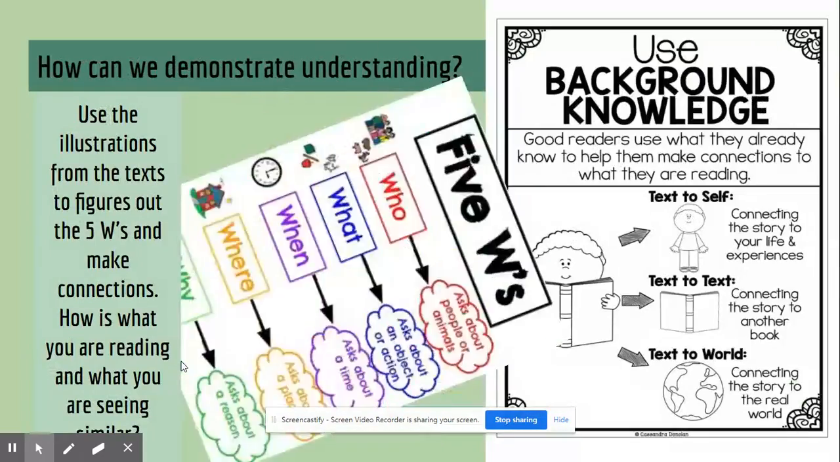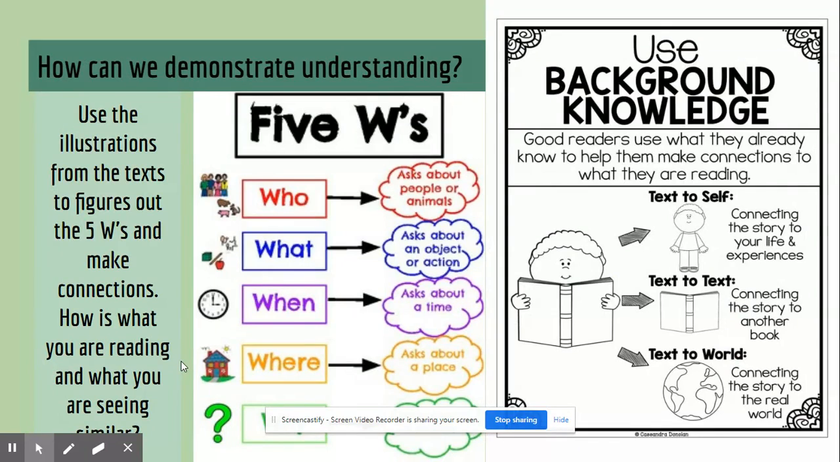All right, so we're going to see how we can demonstrate understanding from the text. So what we're going to be doing is we're going to be using the illustrations from the text to figure out the 5 W's, who, what, when, where, and why, to make connections. And how is what you are reading and what you are seeing similar.